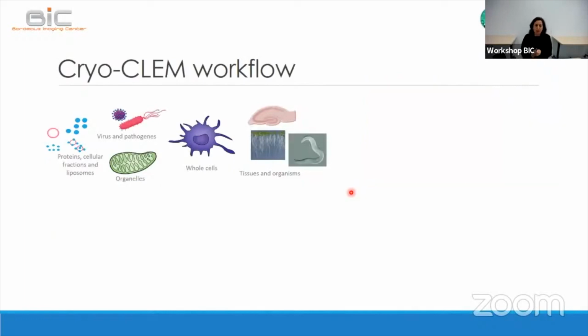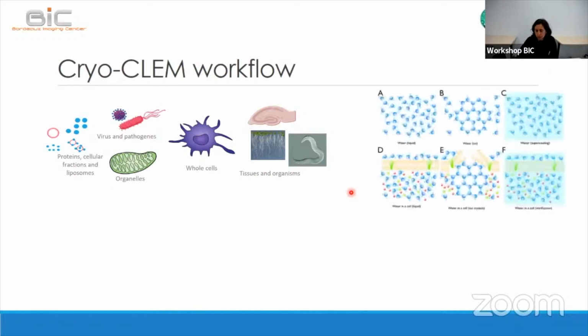So why can't all the samples be treated in this way? Because for this workflow, we're going to need samples that are very small: from proteins and cellular fractions, small organisms, viruses and pathogens, to little organisms, tissue that is not really thick. The point of freezing here is that for observation in electron tomography, we need to vitrify the water.